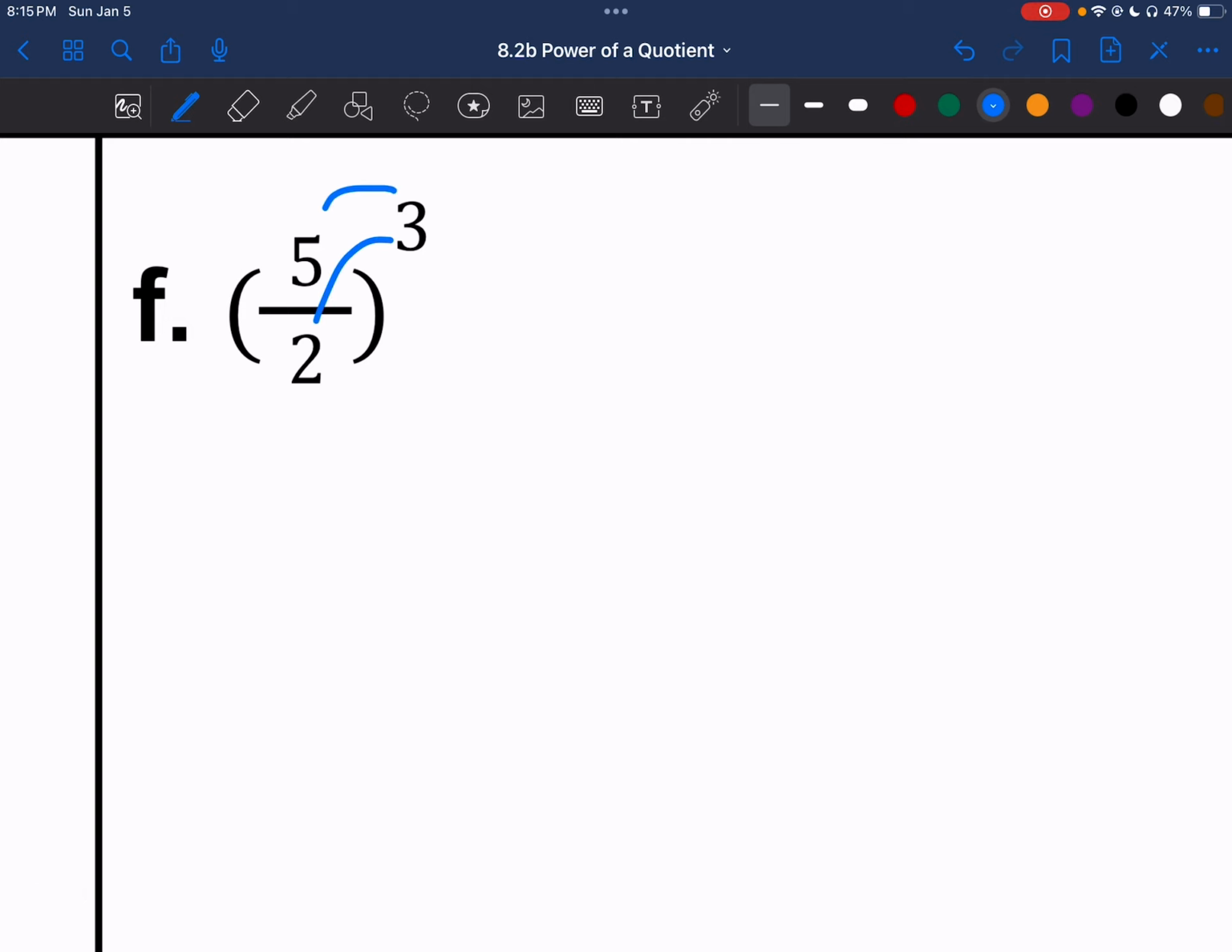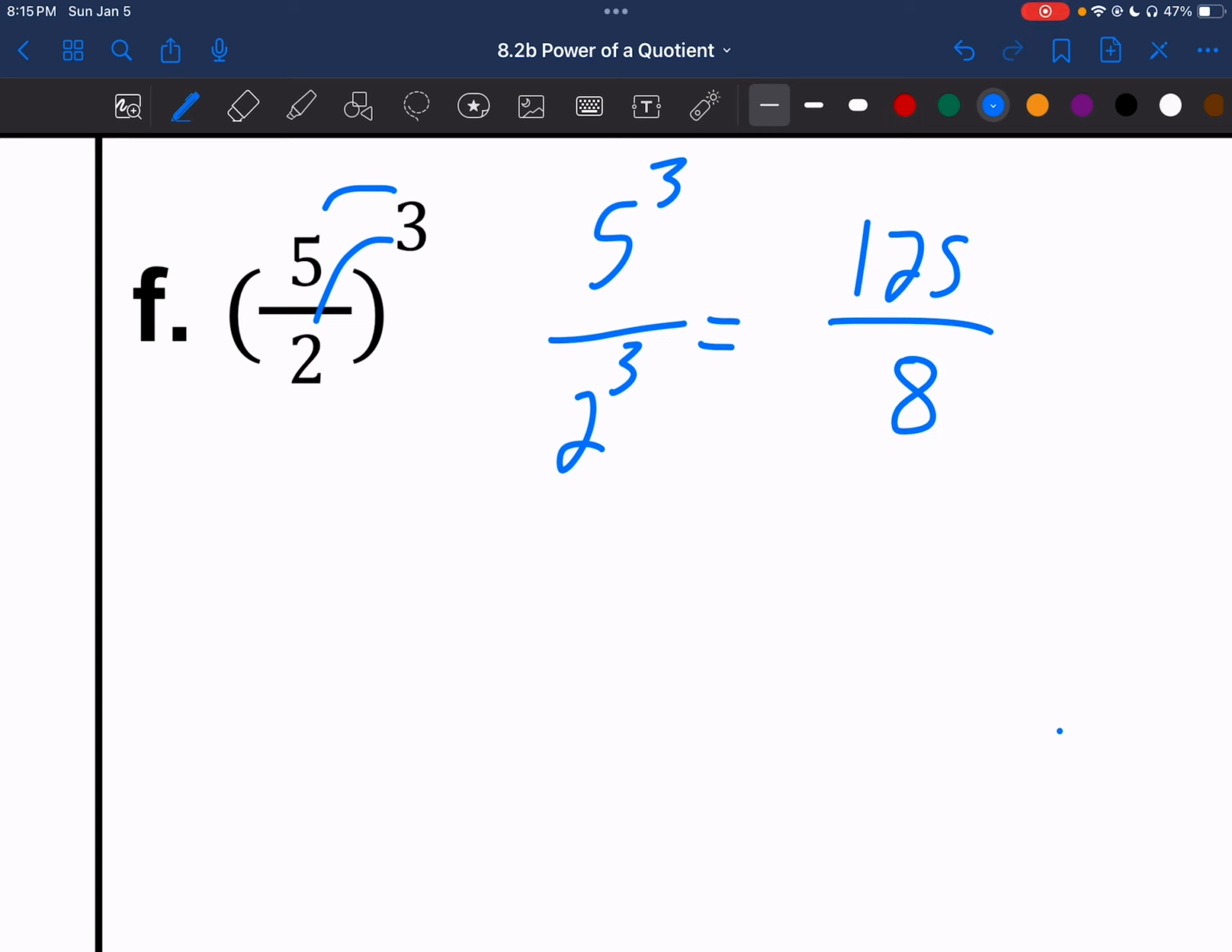All right, letter F. Distribute. We have 5 to the third power over 2 to the third power. So 5 times 5 times 5 is 125. 2 times 2 times 2 is 8.